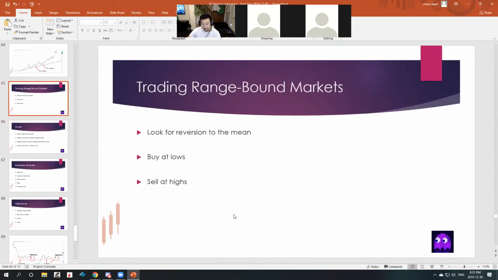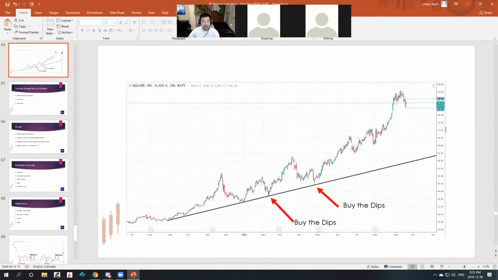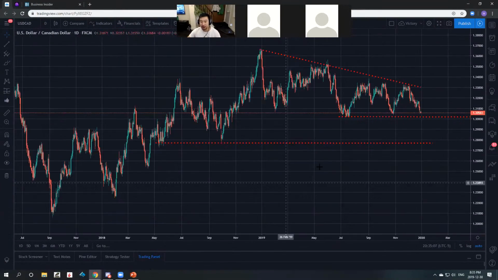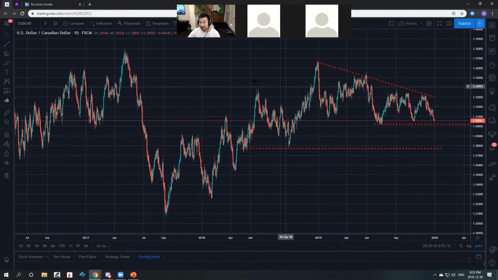Okay, so the idea here is that once you zoom out, you're going to be able to identify support and resistance levels. Support represents levels to the downside. Any price that's testing to the downside, that's a support. Any price testing to the upside would be a resistance.